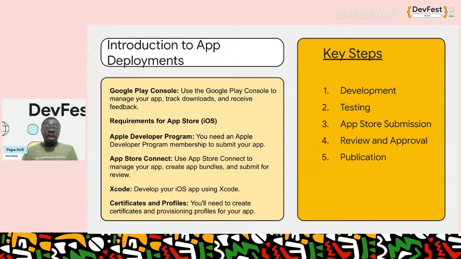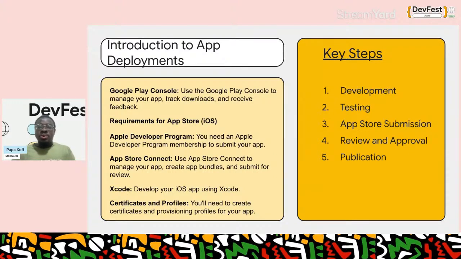So let's talk about iOS. For iOS as well, you need to be on the Apple Developer Program. And once again, you have to pay for this. The rate is currently 99 USD per year, which means you'd have to renew it every year to continue to have access to the stores.